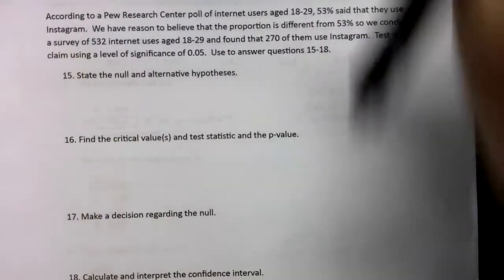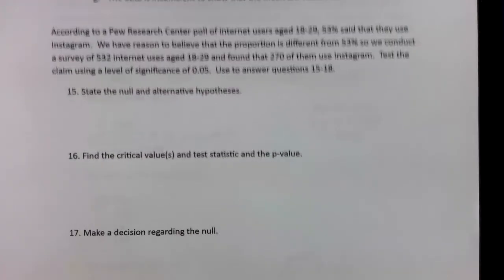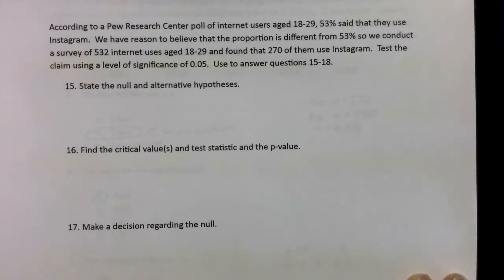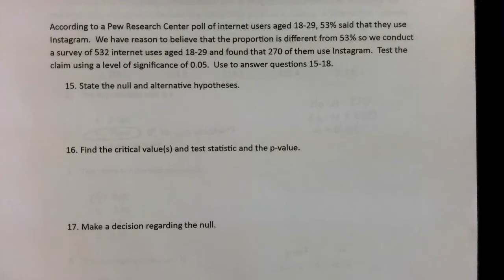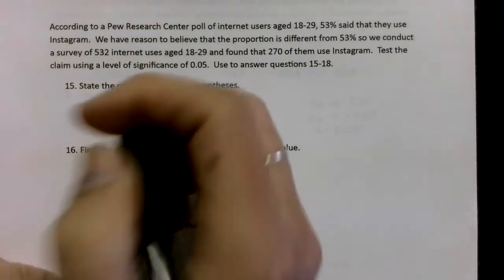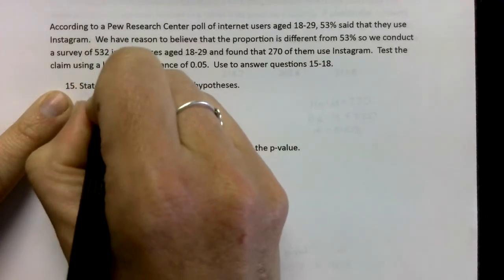Okay, numbers 15 through 18. This is basically just you running a test, okay, a full test. According to Pew Research, internet users 18 to 29, 53% said they use Instagram. We have reason to believe that this is different, so we conduct a survey, test the claim at a level of significance of 0.05. Okay, so null and alternative.